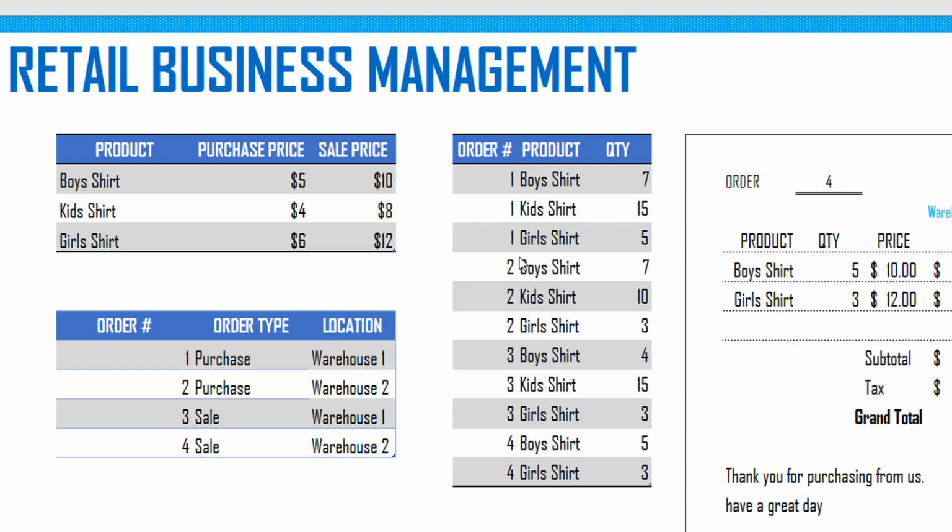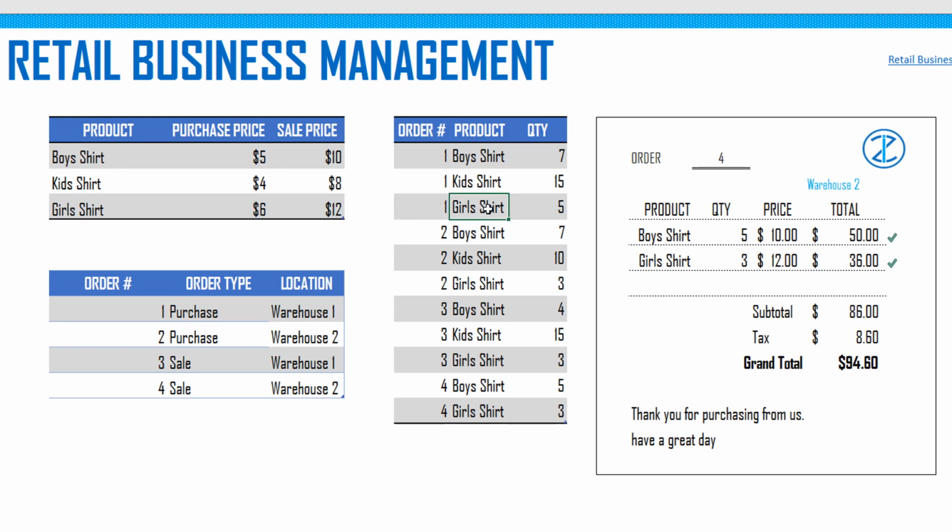Now, when we have purchase orders, we need to provide the details of the purchase orders. So you can see here, order number 1, we have 7 units of boys shirts, 15 units of kids shirt, 5 units of girls shirts, and so on. So for every order, we can enter the details of the order. Now, in here is the invoice, which will automatically generate. So I can do first order, second order, so I can change them easily.